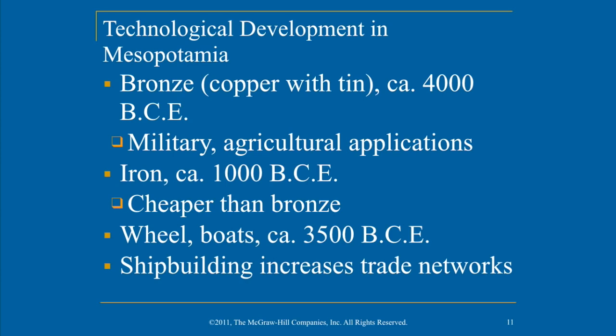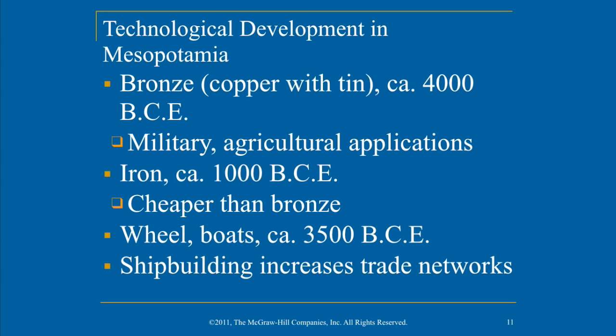They get iron around 1000 BCE. It's cheaper than bronze because copper and tin must be harvested from the earth separately and then made into an alloy by melting them together and mixing them. But iron, on the other hand, is found in its raw form and is purified through heat, and then you're able to make swords with that. They are also able to develop wheels and boats around 3500 BCE. Shipbuilding increases their trade networks.